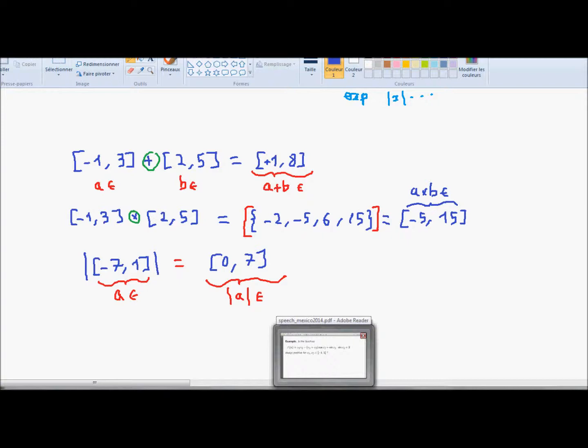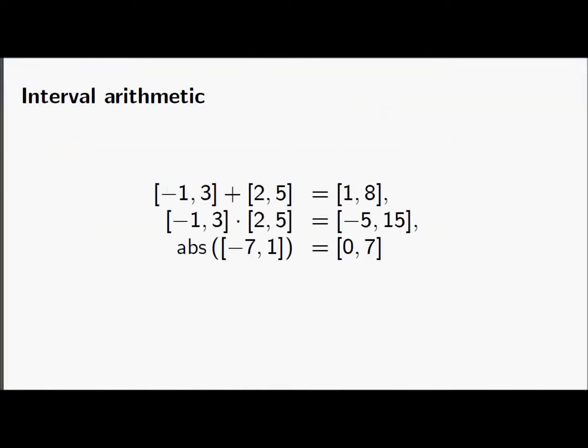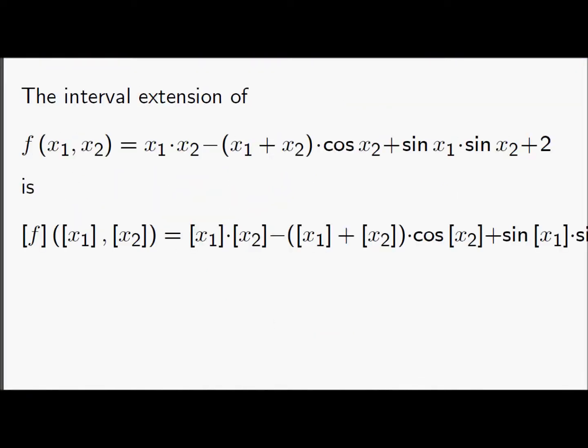So I consider here the interval extension of this function, the initial function, and I will replace this function by the same function, but using intervals instead of real numbers. I obtain an interval expression for which I am able to use interval arithmetic.